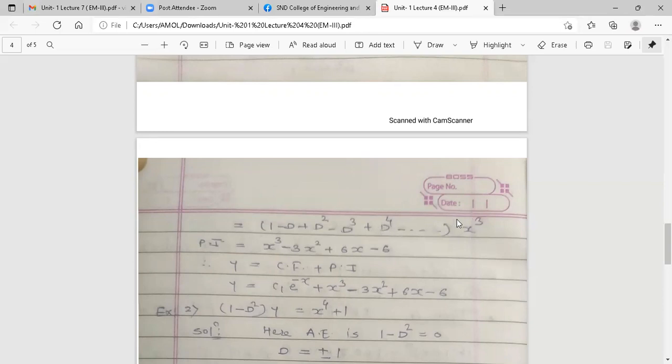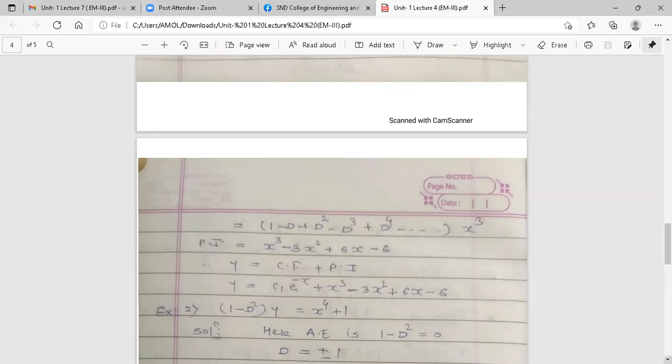D raised to 4 into x cube: the fourth derivative of x cube is 0. So no need to count the terms from D raised to 4. You just count the terms up to D cube, because the degree of the polynomial is 3. And so this is the PI: x cube minus 3x square plus 6x minus 6. And so the general solution is y is equal to CF plus PI. You just add the complementary function and the particular integral, and you will get the general solution.